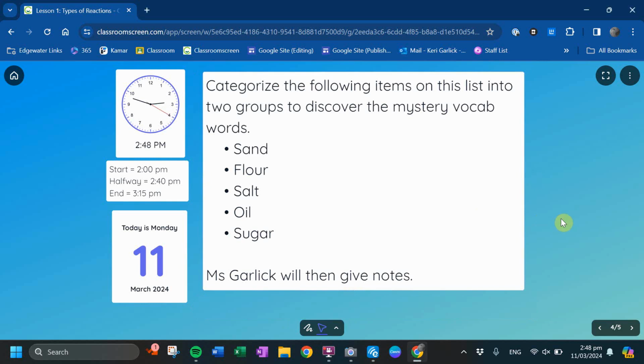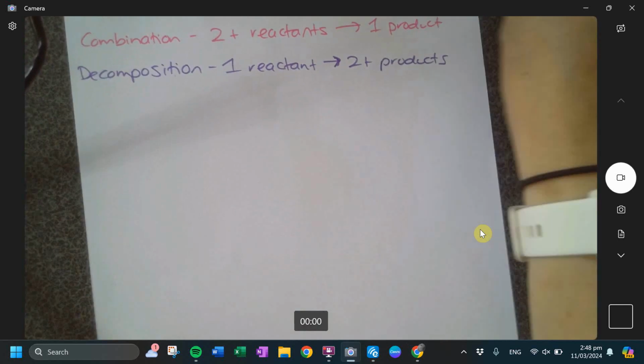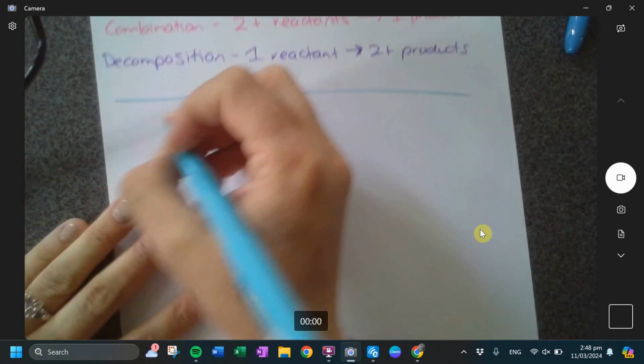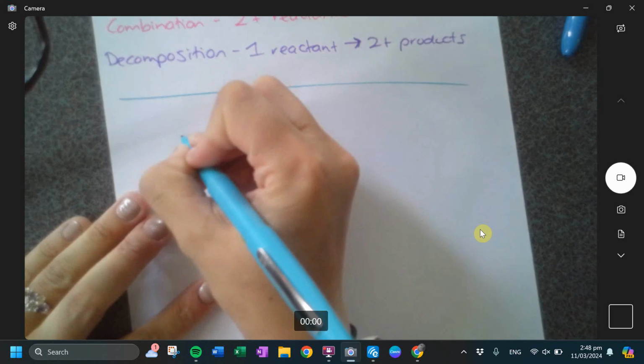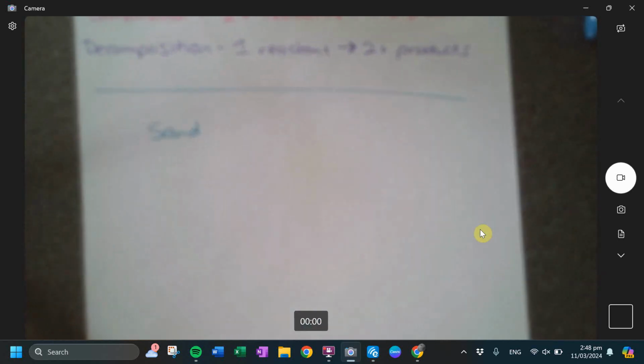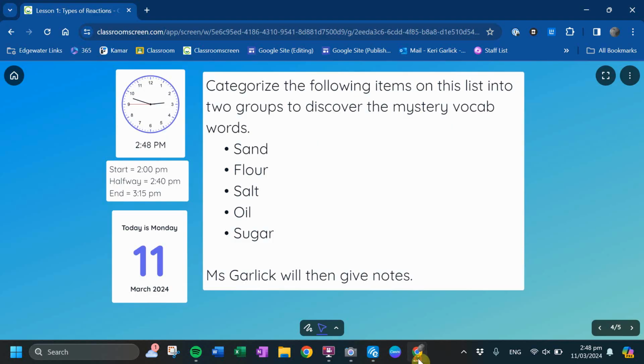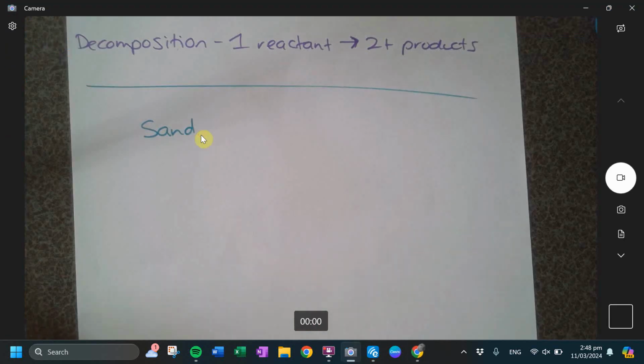All right, just getting some markers that I haven't used color-wise. Okay. First word is sand, so I'll put that into a starting group on its own, and then we'll create the next group based on whether or not we think things match with sand. So, sand's my first item. All right, the next thing on the list is flour. Do you think flour belongs with sand, or is it starting the next group?